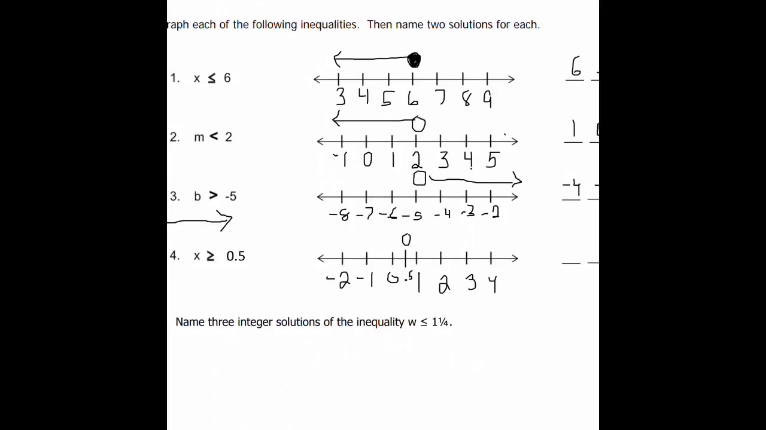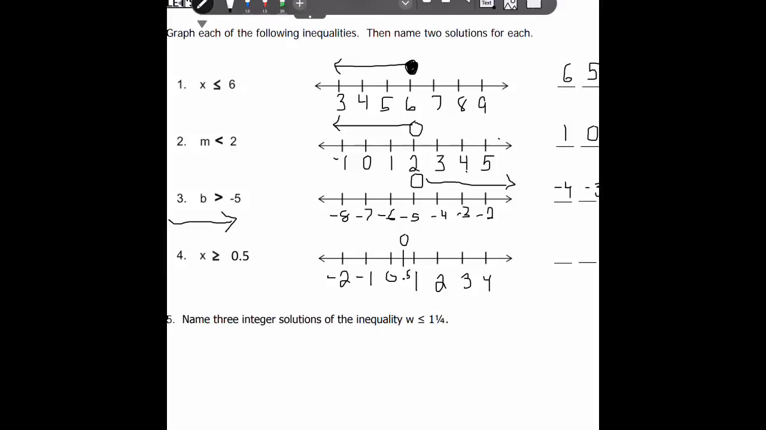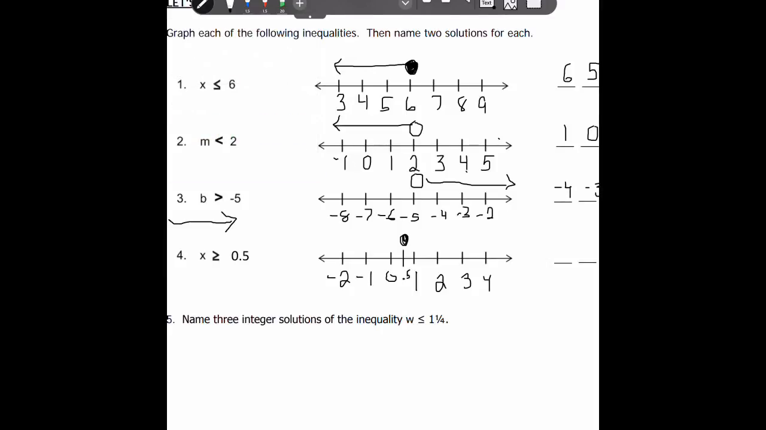Okay. Now we look at our symbol. It's a greater than or equal to, so I certainly need to fill in this circle. And our arrow is heading to the right. And two solutions to this inequality, I'm going to pick the numbers 1 and 2. Those are two integers that are to the right of 0.5.